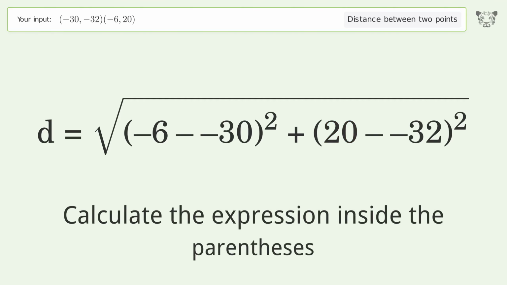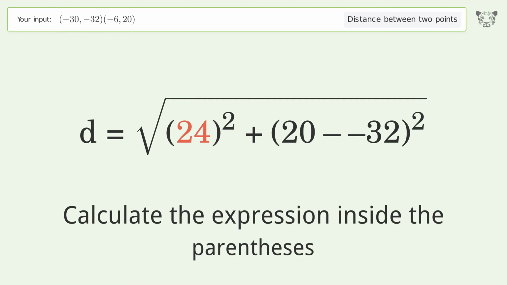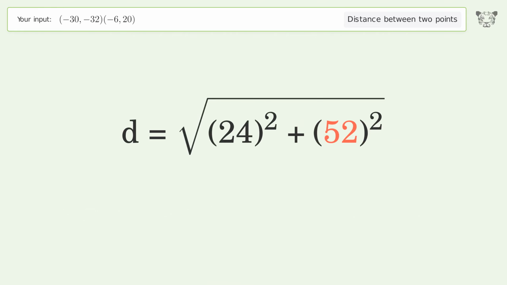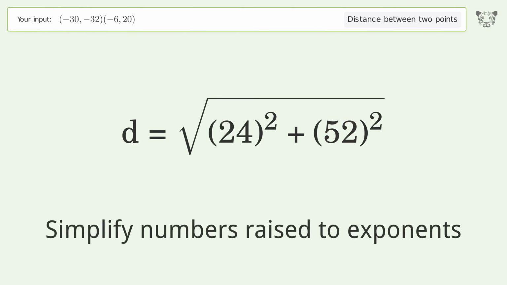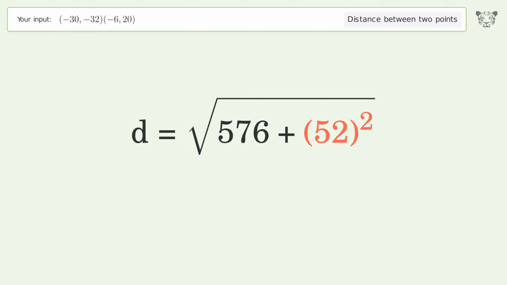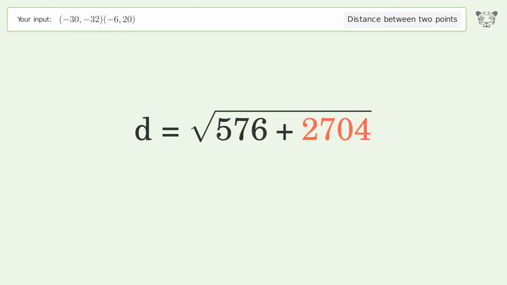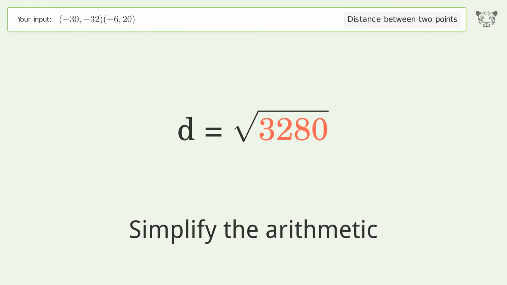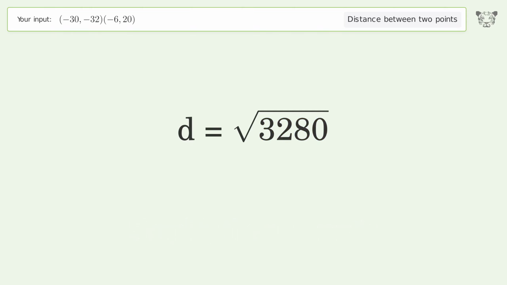Calculate the expression inside the parentheses. Simplify numbers raised to exponents. Simplify the arithmetic. And so the distance between the 2 points is the square root of 3,280, or 57.271.